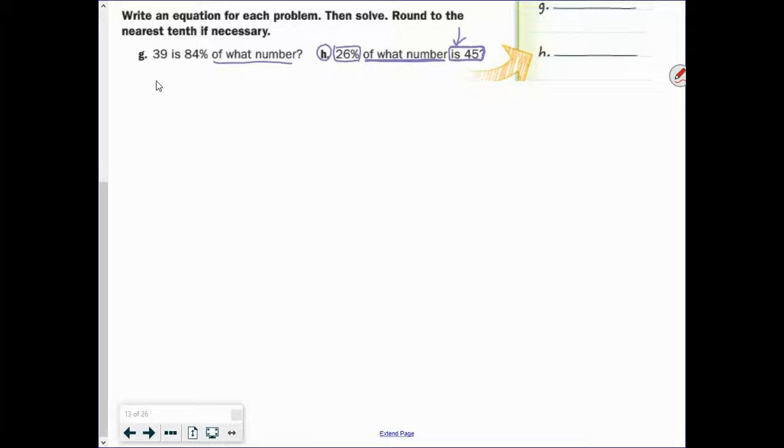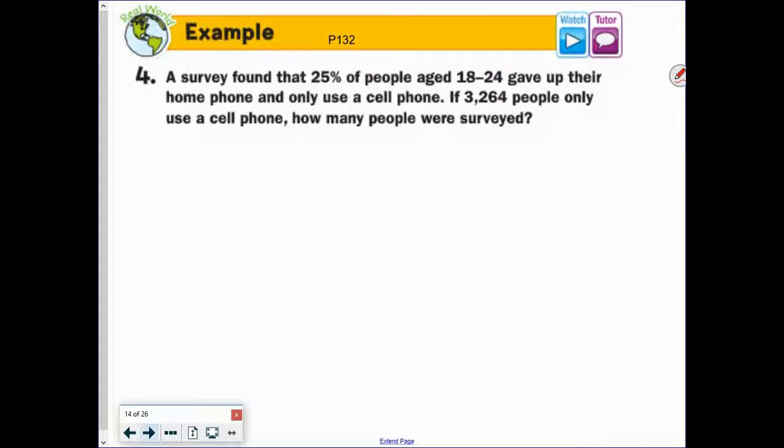So like I said earlier in the video, the whole always comes after the word of. So since the word what is after the word of, that is the thing that is missing. The percent always comes before the percent sign or the word percent, but the part can sometimes come before is, or in this case, it is coming after the word is. So the part is the one that can be on either side. So let's go and look at our word problem example.